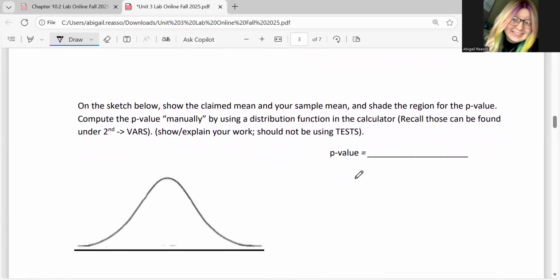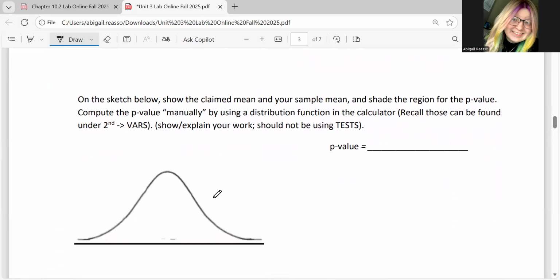On the next part, we want to find our p-value. So we have a graph here where you can sketch your claimed mean and your sample mean and shade the region according to those for the p-value. And what we are going to do is compute the p-value, in quotes, manually. So we're going to use a distribution function in the calculator.